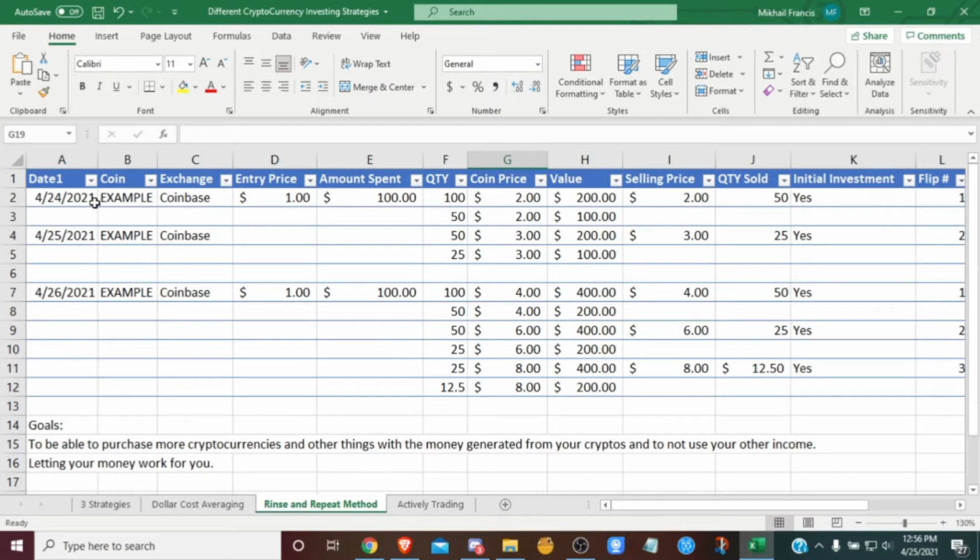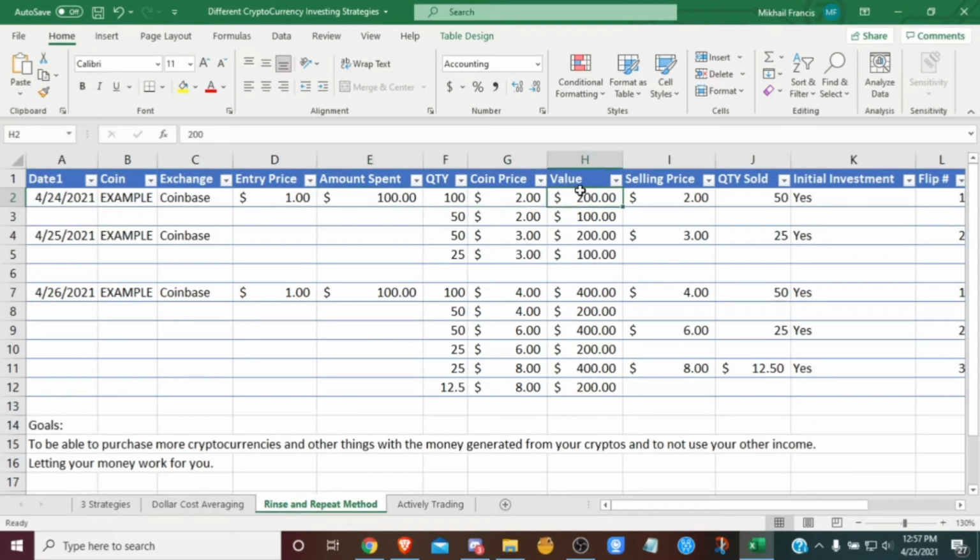And here's why. To begin, let's say you bought example coin on April 24th on Coinbase. You entered when the price of example coin was $1 and you spent $100. You'll have a quantity of 100, and if that price goes up to $2, your initial $100 investment is now worth $200.